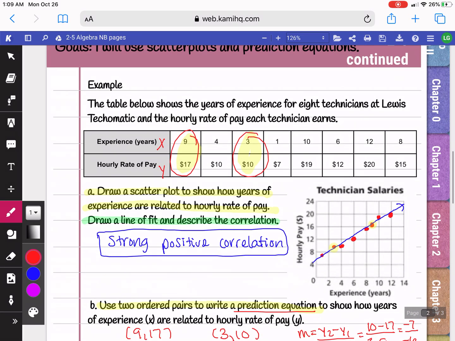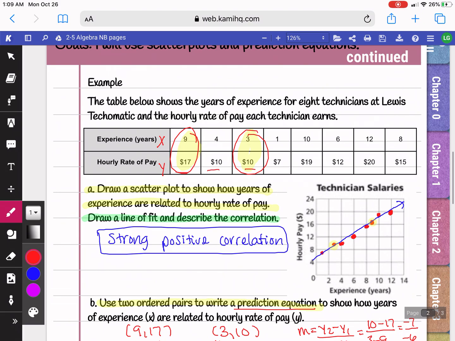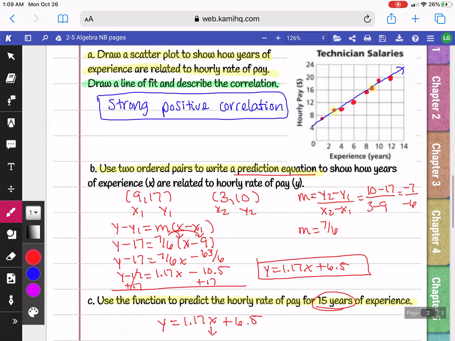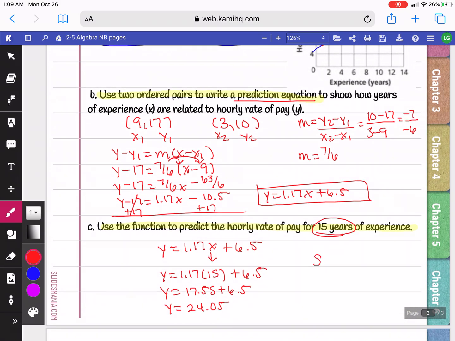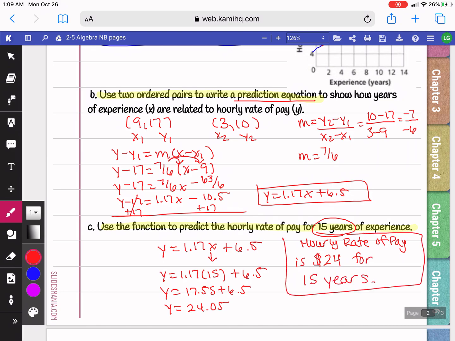I want to make sure my answer makes sense. So if I look at the hourly rate of pay, these were all whole numbers. So to be consistent, I'm going to round it to a whole number. And then my units are dollars. So this would come out to about $24. And that's the hourly rate of pay for 15 years. So usually when you have word problems, you want your answers to make sense. You can answer in a sentence. Just make sure to use units.